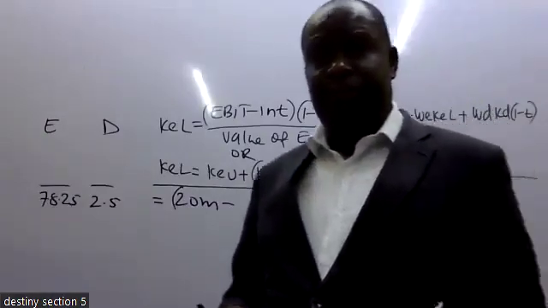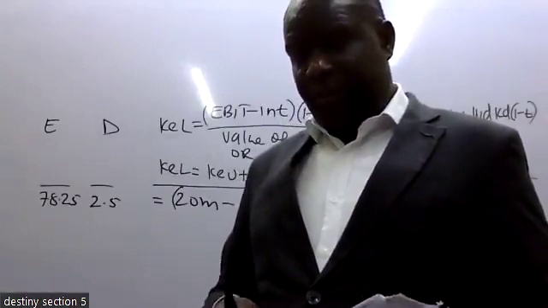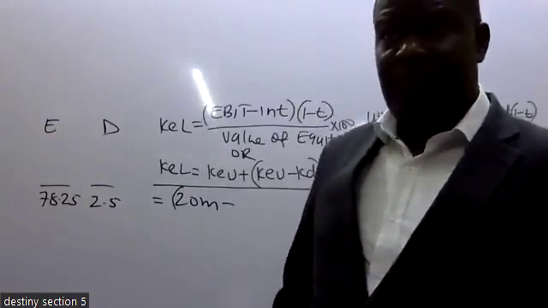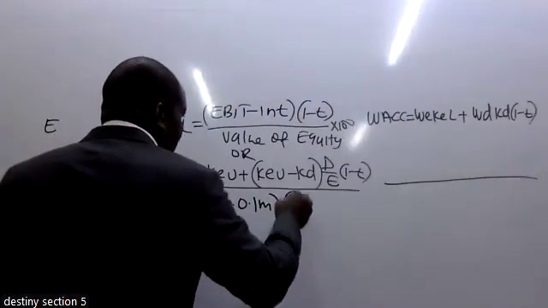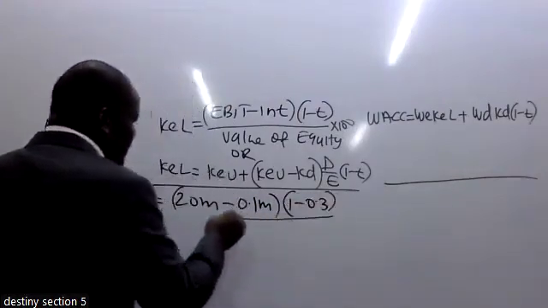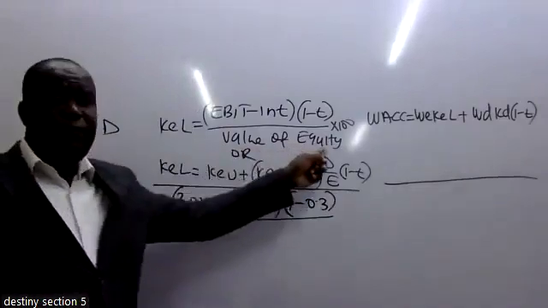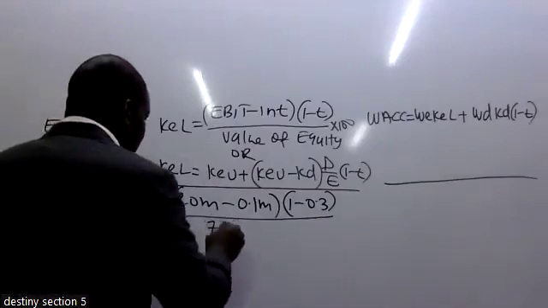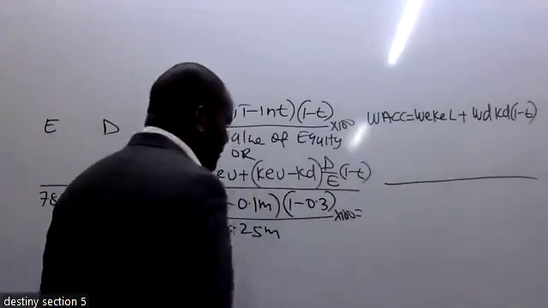So online, I would like you to participate so that you see how I'm getting the interest, because that's where the other problem is. So for interest, get 4% of 2.5 million. I've been given 0.1 million. So interest will be 0.1 million. Then 1 minus the corporate tax, which is 30%. Then divide by value of equity. Value of equity is 78.25. Is this 78.25? It's 78.25. So express it as a percentage.